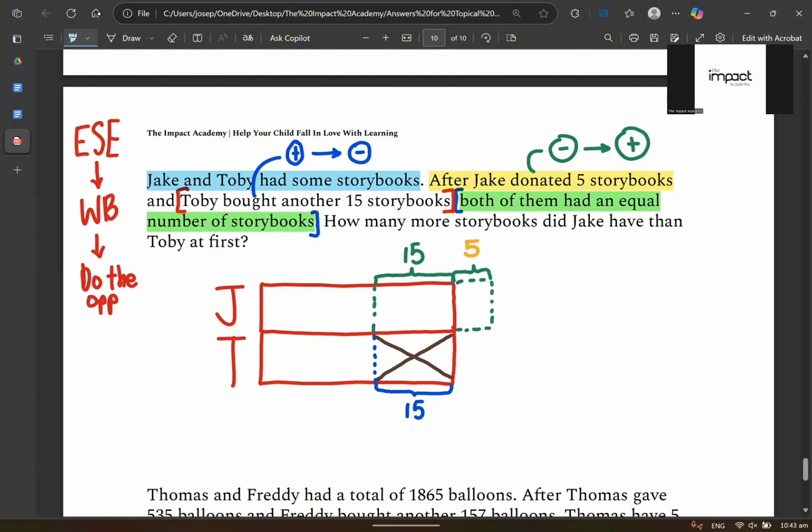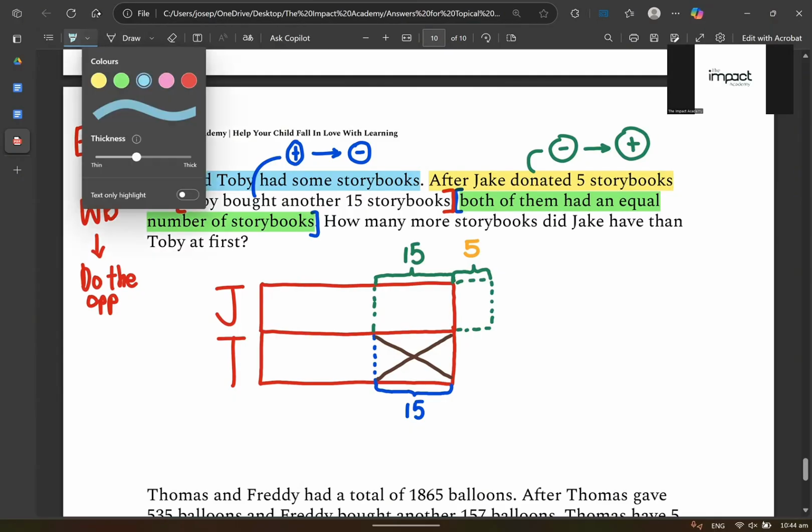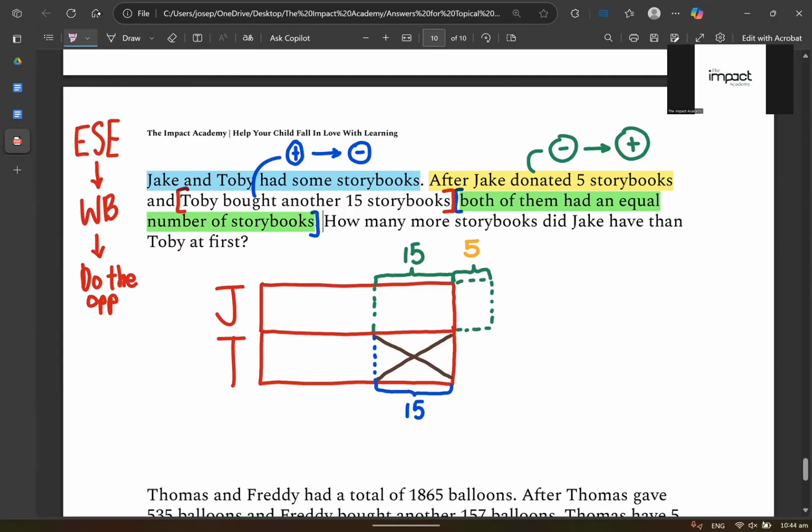I appreciate that part. Now, what am I supposed to do right now? Jake and Toby had some storybooks. Do I have any numbers that I can add? Say it confidently. I know you know the answer. Do you have any numbers that you can add? Yes. Then what is the sentence that we have not read? The final one. Can you all see the final one? And more importantly, what are they trying to ask?